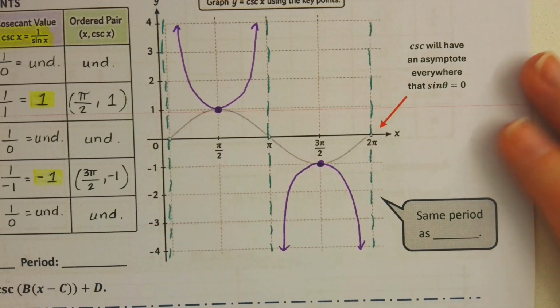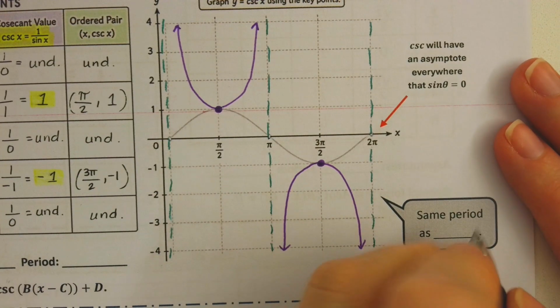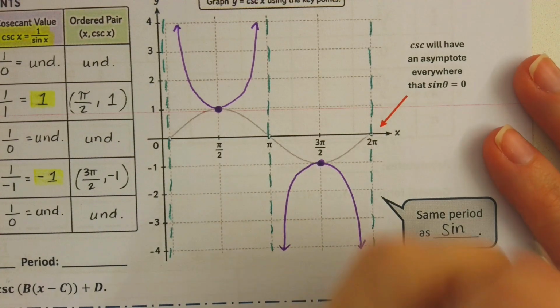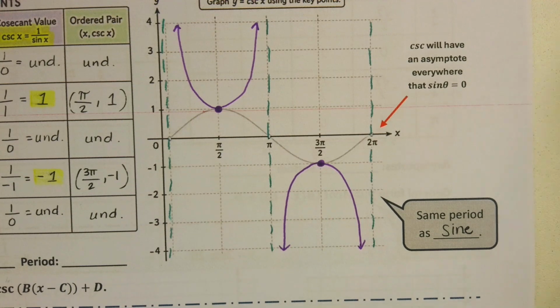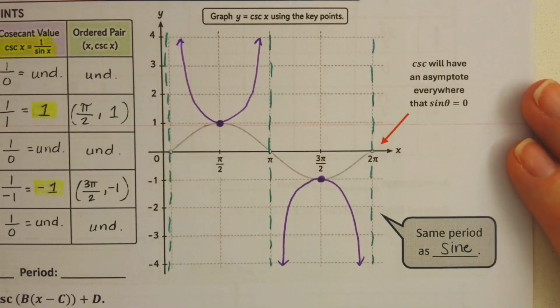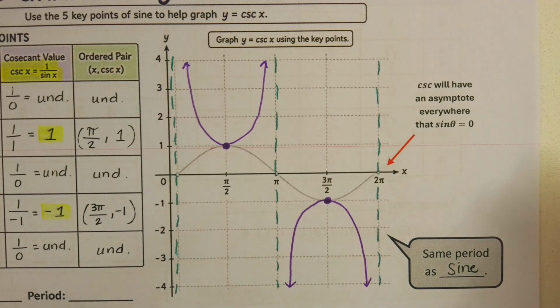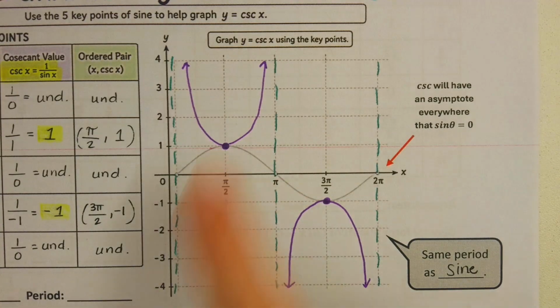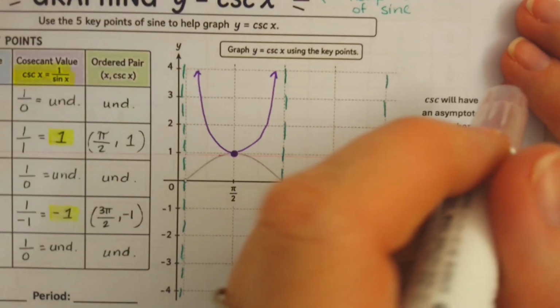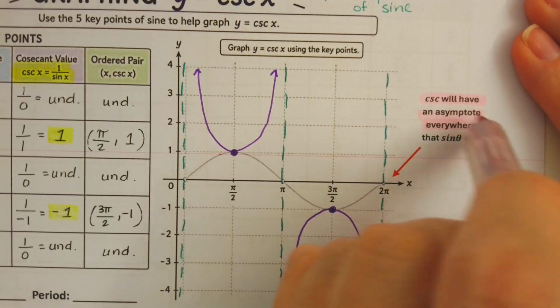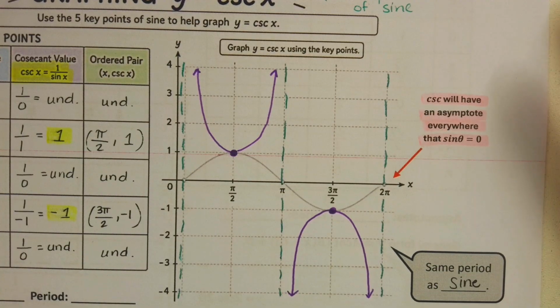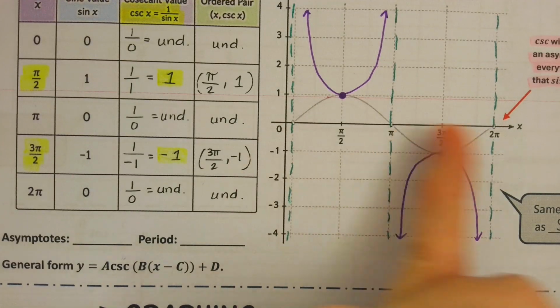So this has the same period as sine, and you calculate the period the same way you would calculate it for sine. Cosecant also has asymptotes everywhere where sine equals 0. So you can see where the original sine graph was 0, you have a vertical asymptote in each of those places. So we ended up with asymptotes every pi.